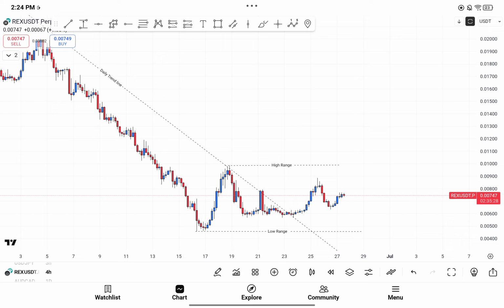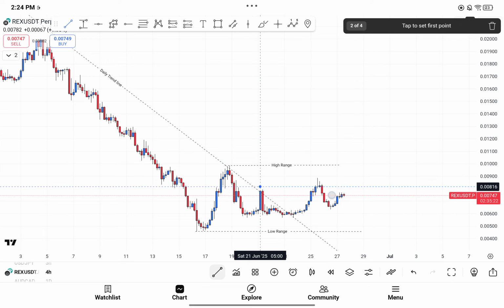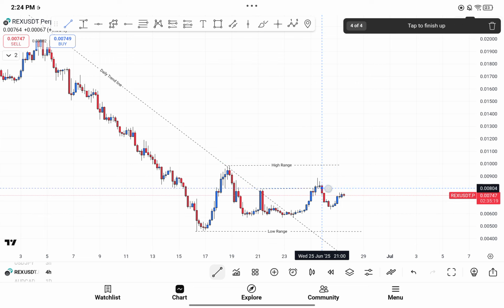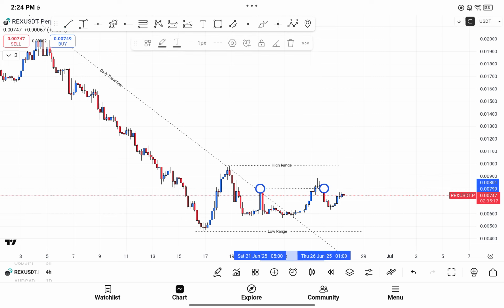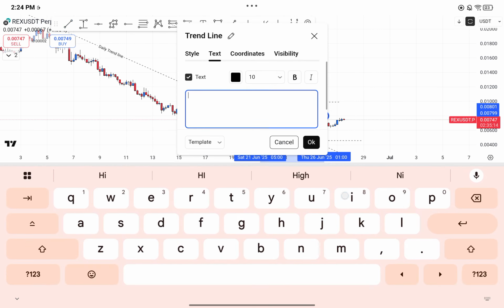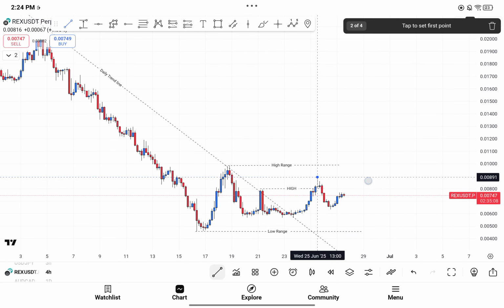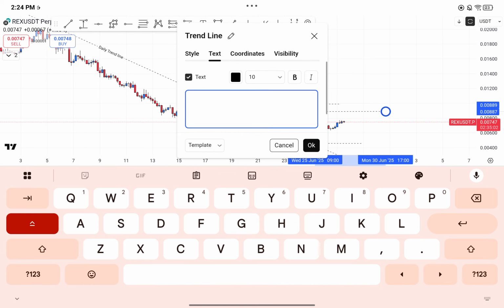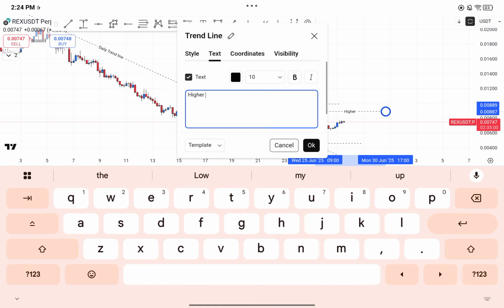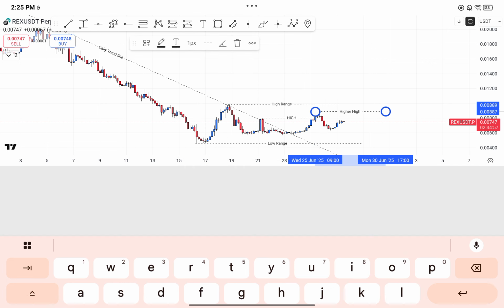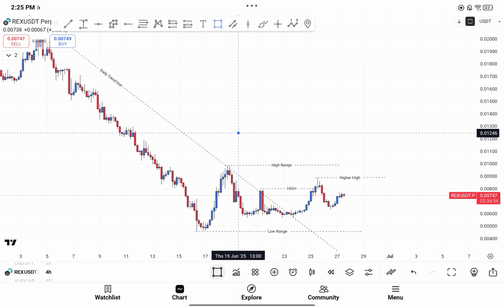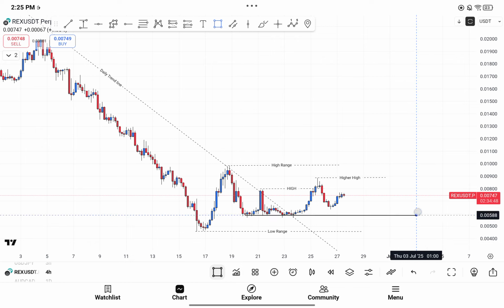Right within the low range, you can see that the market is making some structural changes towards the upward direction. You can see this is a high and this is a high that the market created, and you can see the market just created another higher high. This is a higher high that the market created. And you can see right here we have a nice support level.